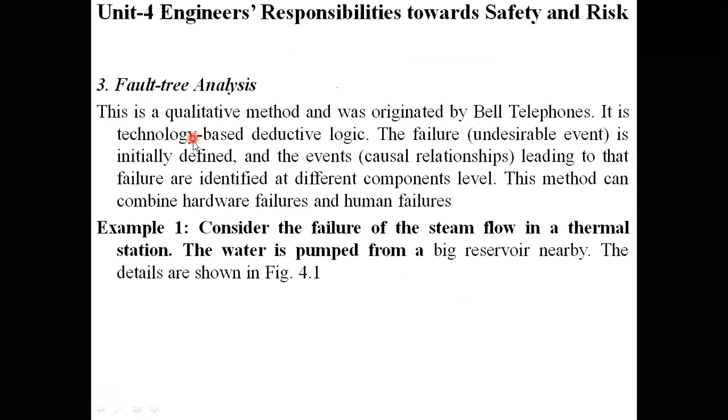Next one is fault tree analysis. This is a qualitative method and was originally organized by Bell Telephones. It is a very important method. We can analyze very easily where the fault is occurring in the system or the process. It is a technology-based detective logic. The undesirable failure event is initially defined, and the causal relationships leading to that failure are identified at different component levels. This method can combine hardware failures and human failures also.